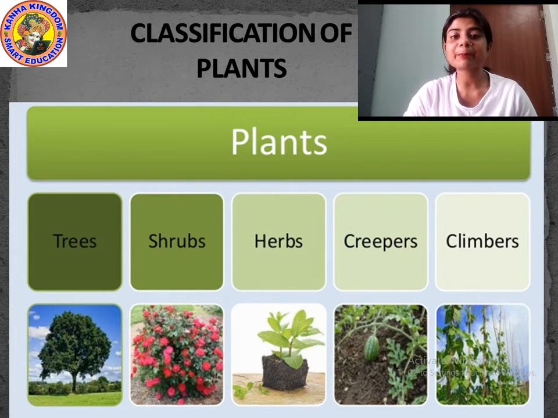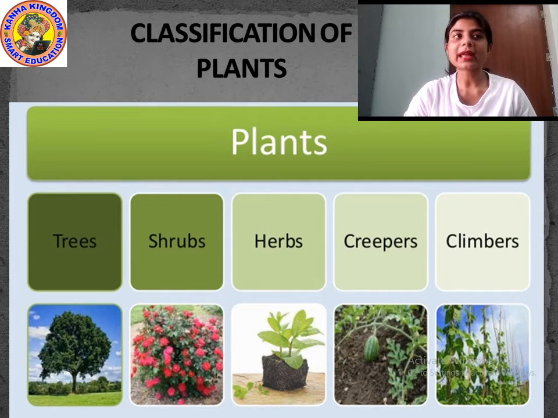Grapevine means the grapes plant. The fruit grapes that you eat, it is also a climber. The stem of this grapes plant is very weak and it needs support to climb up and grow. Money plant and grapevine are some examples of climbers. So these are the classification of plants: trees, shrubs, herbs, creepers and climbers.